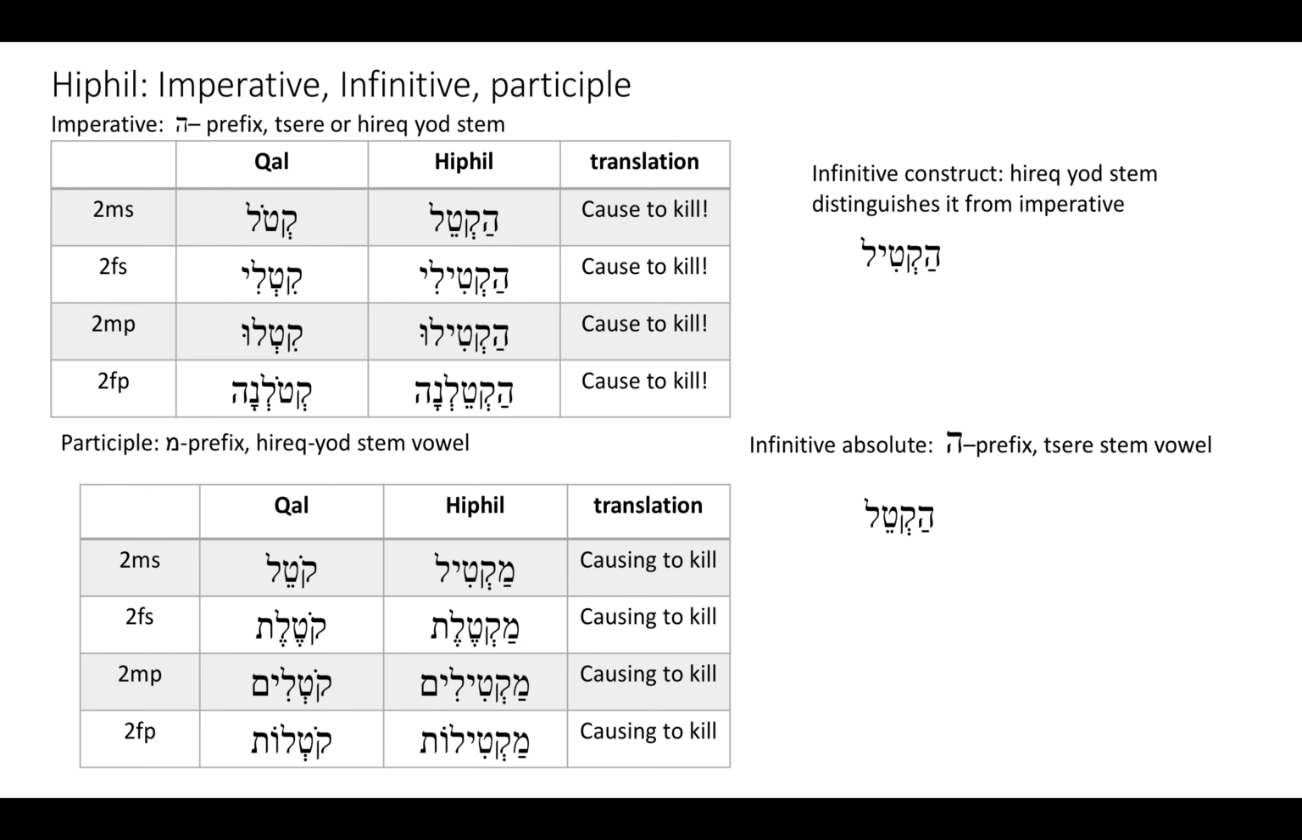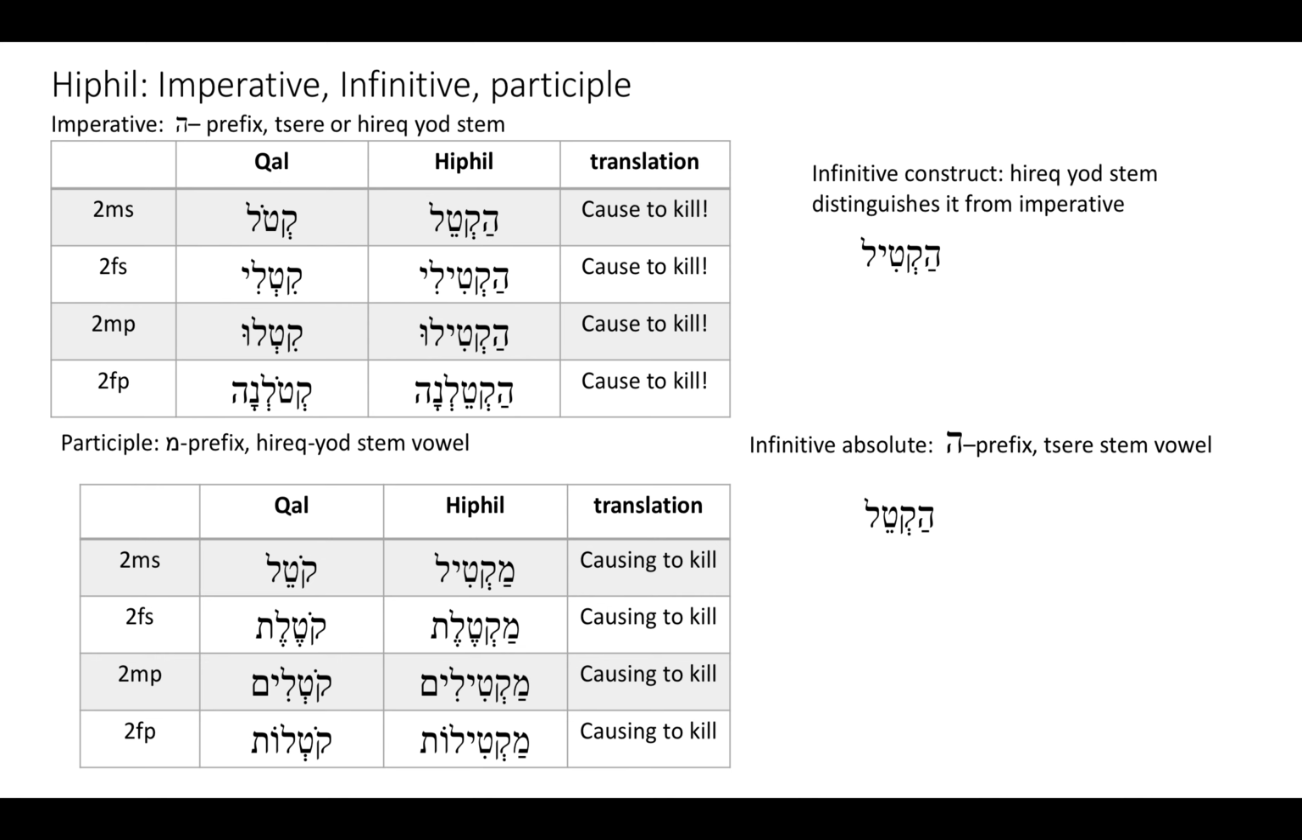Now the imperative, infinitive, and participle forms. The imperative form diagnostic features are the he prefix that is typical for Hiphil, and then either a tsere or hireq yod stem vowel. So this chart with the imperatives here, we have haqtel, haqtili, haqtilo, haqtelna. So the suffixes here are the same as we have with the qal imperatives. We just have that he prefix at the beginning, and we have a tsere or hireq yod stem vowel in these. And as an imperative causative, this would be something like to cause to kill, or telling someone cause to kill. So not really fitting very well to say that in English, but to give it an imperative causative sense, we would have to say to kill and then some kind of command form, cause to kill.